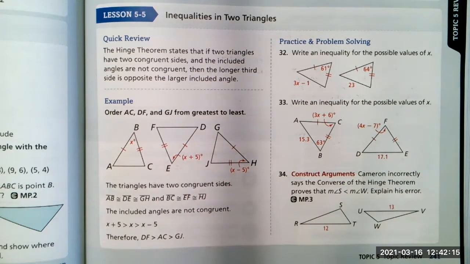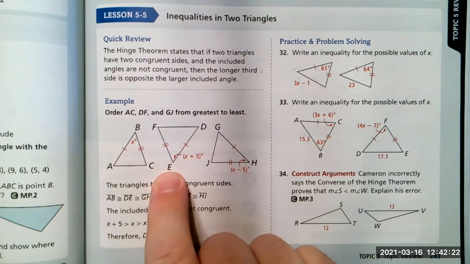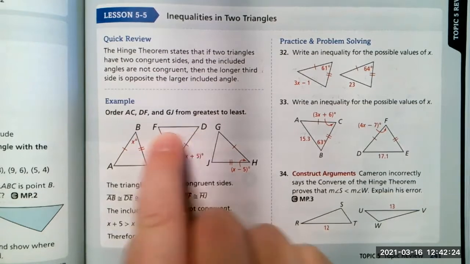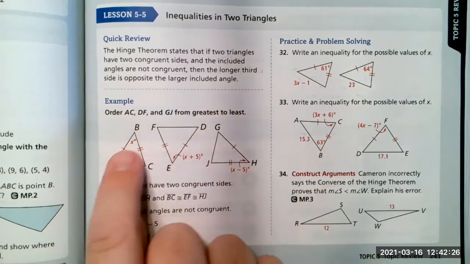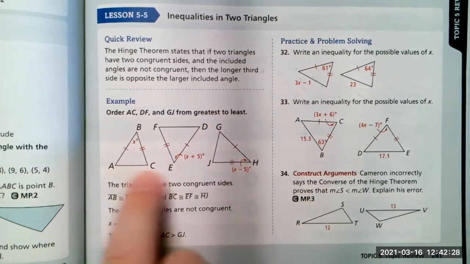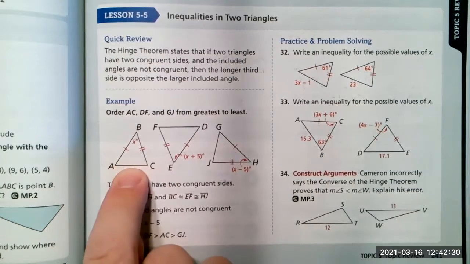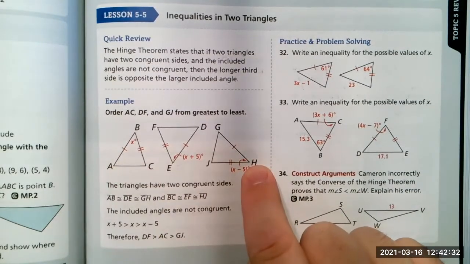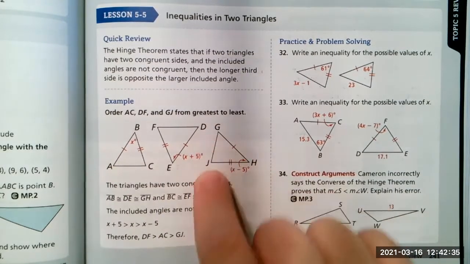So keep in mind the side that's opposite the biggest angle is the longest side. So since E is the biggest angle, FD is the longest side. Since B is in the middle, then that means AC is in the middle. It's the medium length. Since H is the smallest angle, then JG is the shortest side.